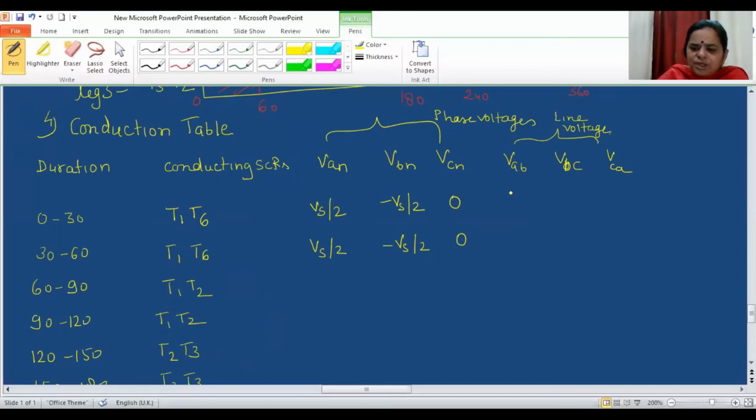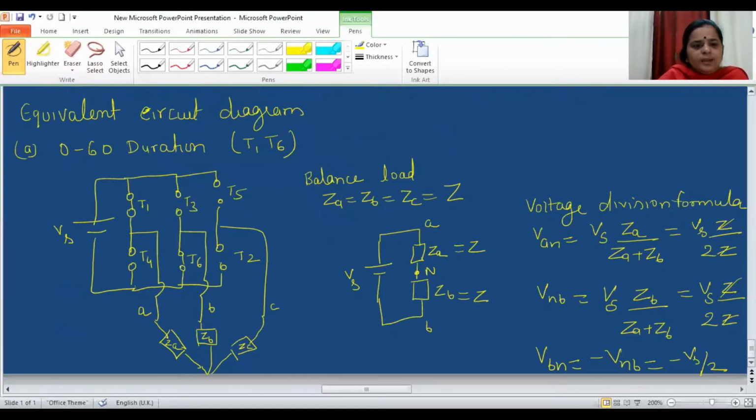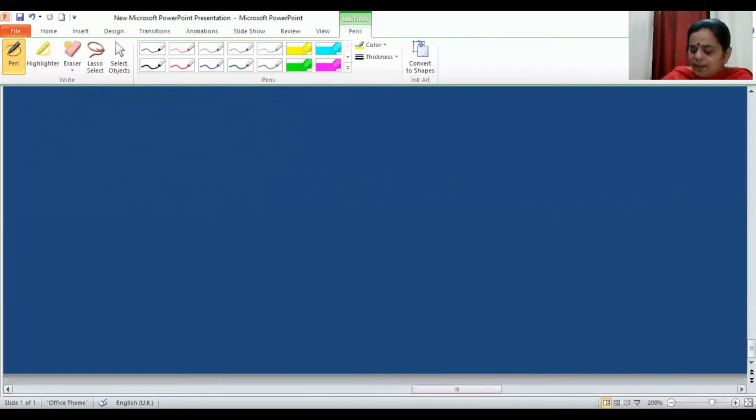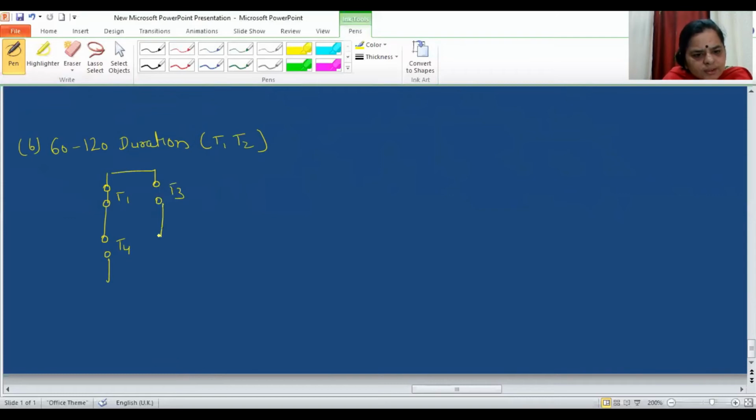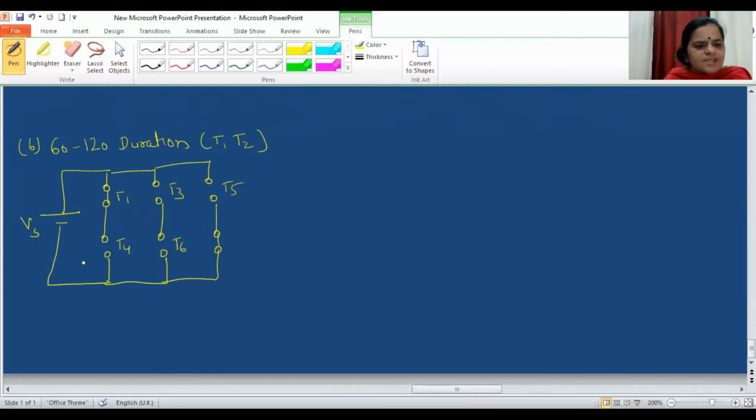Now again, for the 60 to 120 duration, what are the SCRs conducting? T1 and T2. So when T1, T2 are conducting, what will be the equivalent circuit? T1 will be short circuit, T4 will be open circuit, T3 will be open circuit, T6 will be open circuit, T5 will be open circuit, and T2 will be short circuit. So these will be the conducting SCRs between 60 to 120.